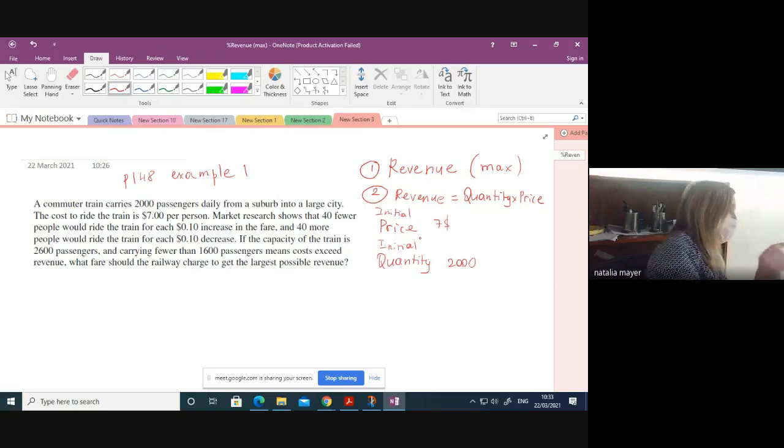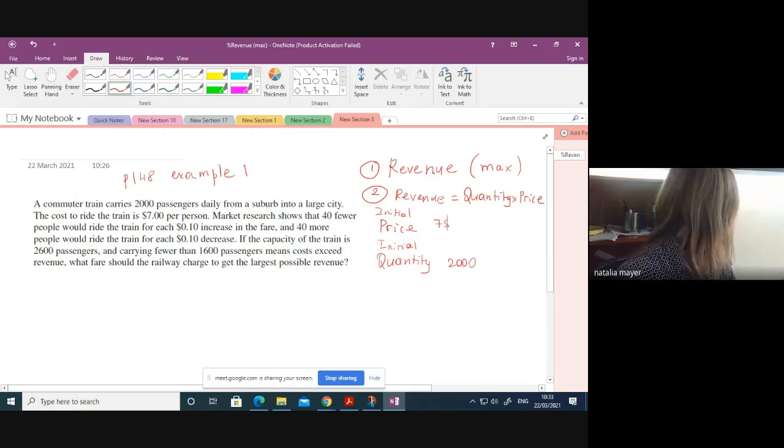What's important is that they fixed this increment, right? So that means if I'm going to increase the price, shall I add or subtract the increment? I add, right? So it's either adding 0.10 or subtracting. Just a second.